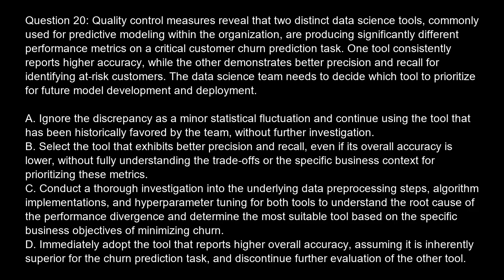Option C. Conduct a thorough investigation into the underlying data preprocessing steps, algorithm implementations, and hyperparameter tuning for both tools to understand the root cause of the performance divergence and determine the most suitable tool based on the specific business objectives of minimizing churn. Option D. Immediately adopt the tool that reports higher overall accuracy, assuming it is inherently superior for the churn prediction task, and discontinue further evaluation of the other tool.